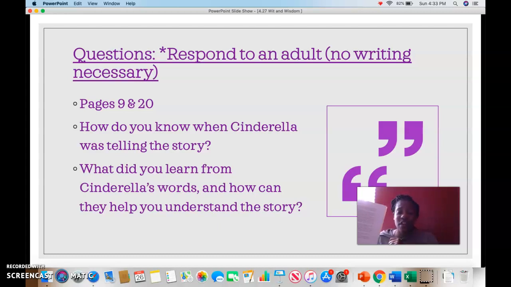That's again Cinderella talking. And what this lets us know is that Cinderella is pretending that she wasn't at the ball, because that's what she had to do so that her stepsisters wouldn't know that she was the actual princess.